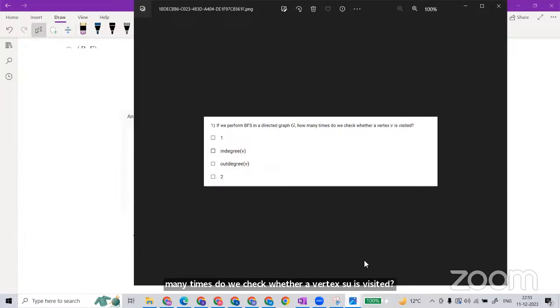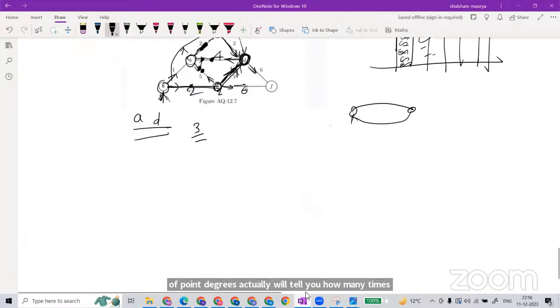How many times do we check whether in degree is fine? Yeah, that is one thing. The number of in degrees actually will tell you how many times you will visit, in BFS. What is the meaning of that here?